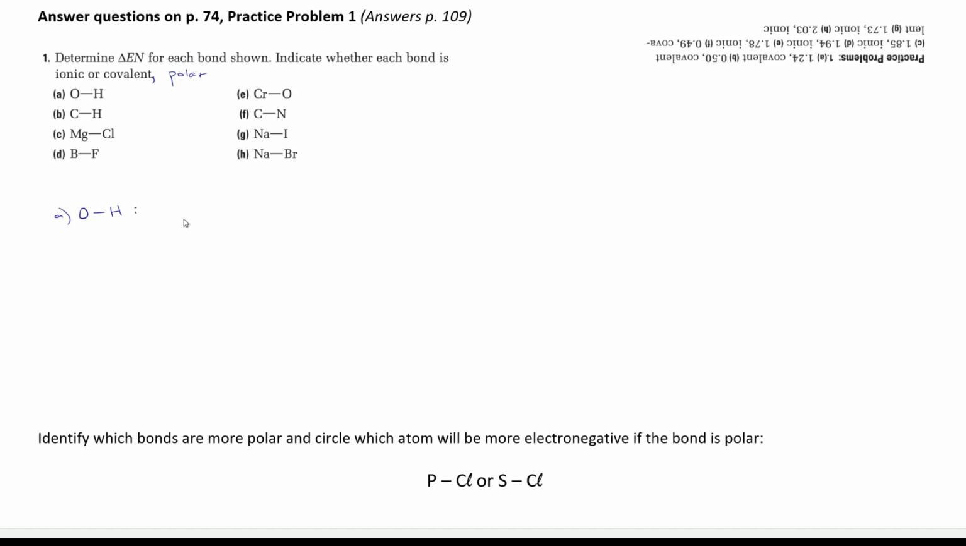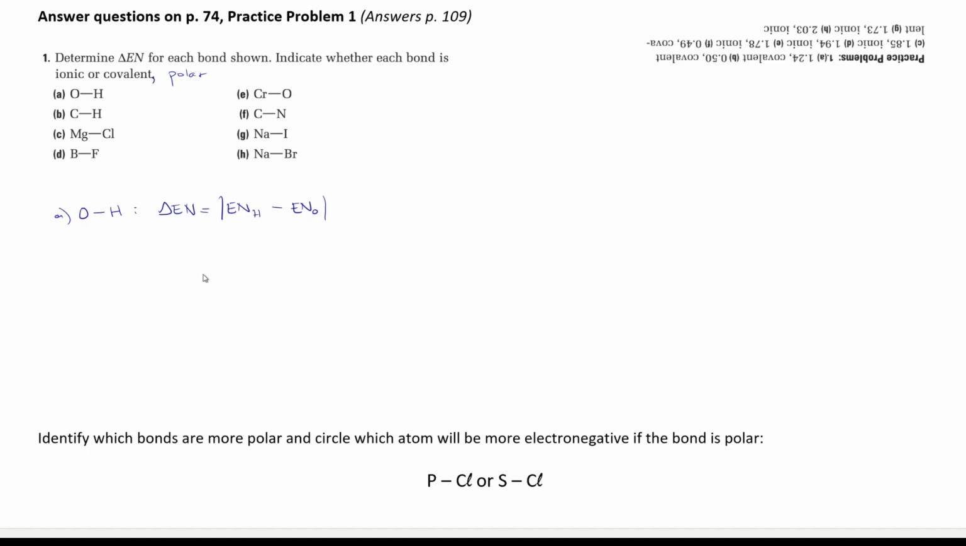So we're going to set this up. Remember that delta EN is the difference in electronegativity of one element. So let's do the electronegativity of hydrogen minus the electronegativity of oxygen. And you can find these electronegativity values on the periodic table.